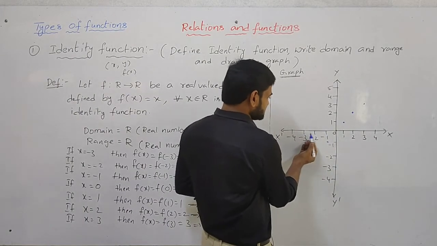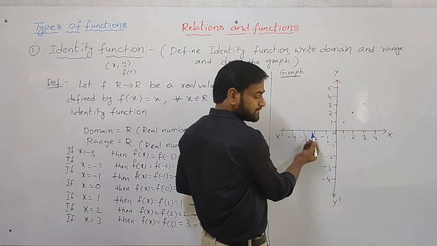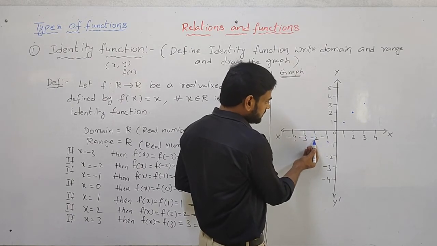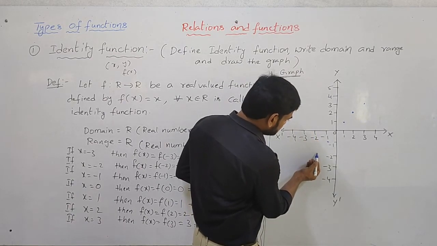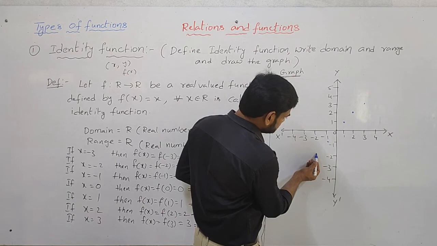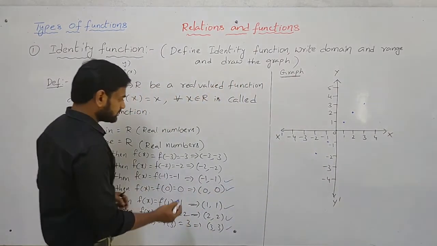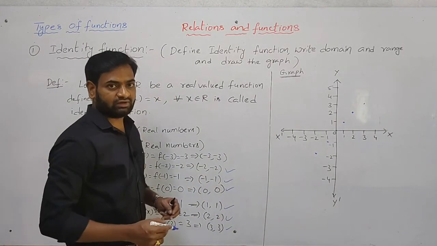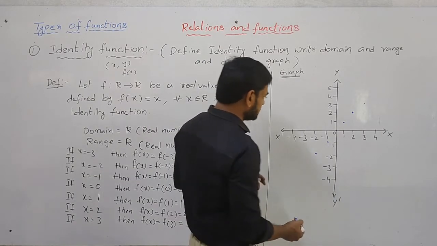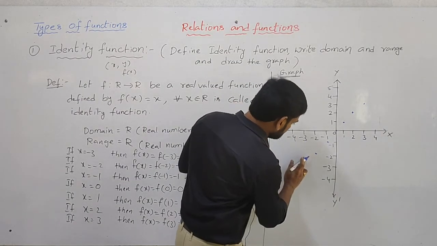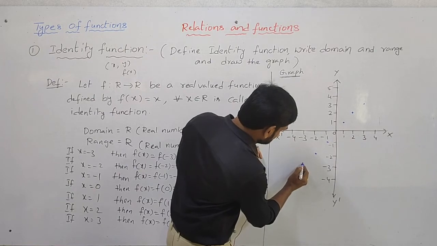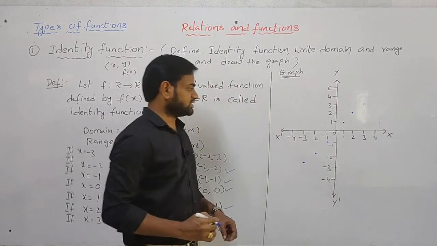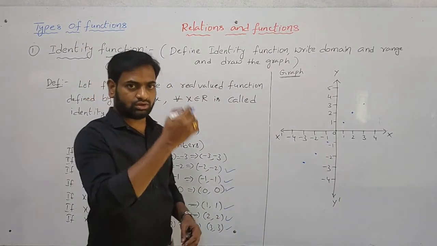So x value, this is the x-axis, negative x-axis. So x value is minus 2, y value also minus 2 here. Next, last point is x value minus 3, y value minus 3. So minus 3 comma minus 3. This is minus 3, here minus 3. So the point is here, minus 3 comma minus 3. Now join the points.